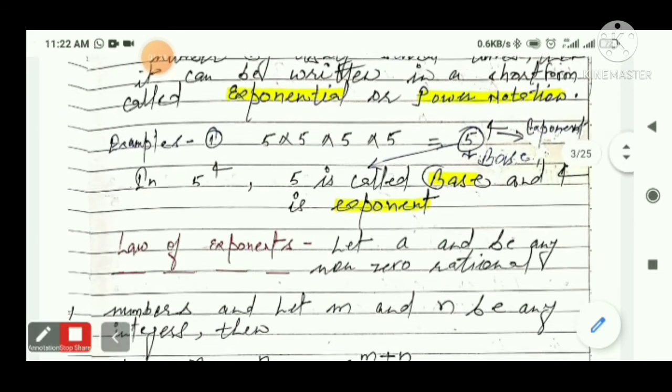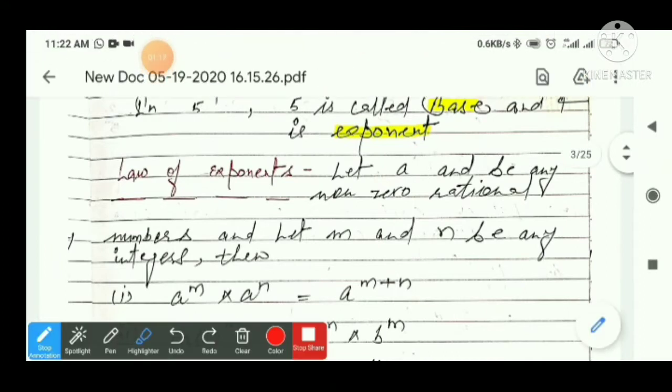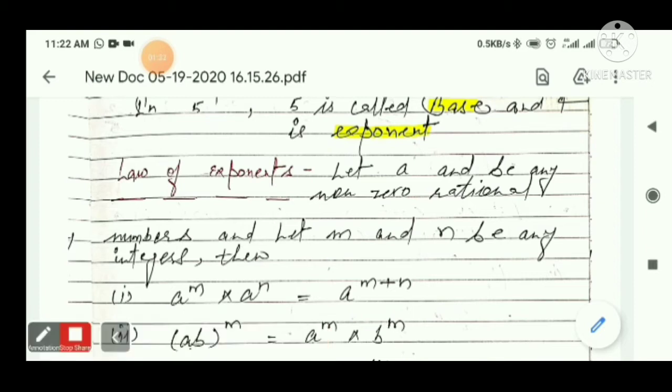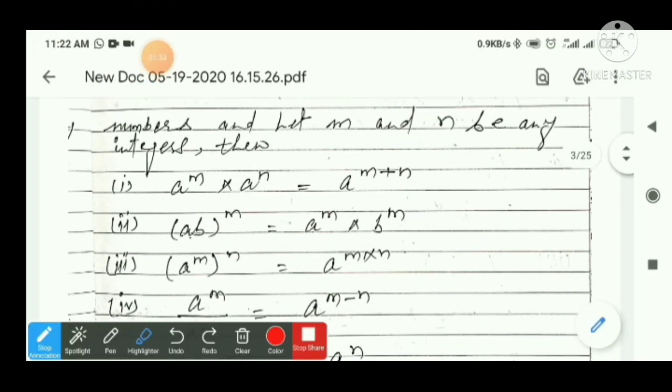And now, after that, I will tell you the laws of exponents. Students, here I will tell you some identities that we have to use in this chapter. So please listen to whatever I am telling you. The first identity is a raised to m multiplied by a raised to n. In a product, if the base is the same, we will add the powers. Here it is a raised to m plus n. This identity we will use.